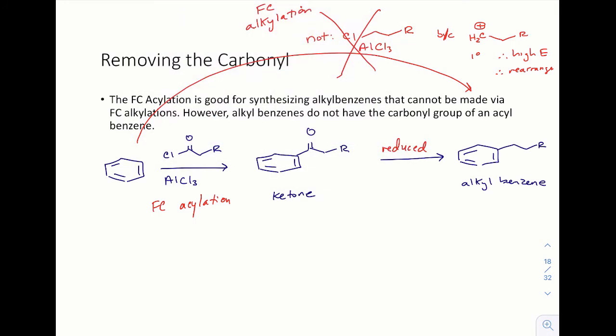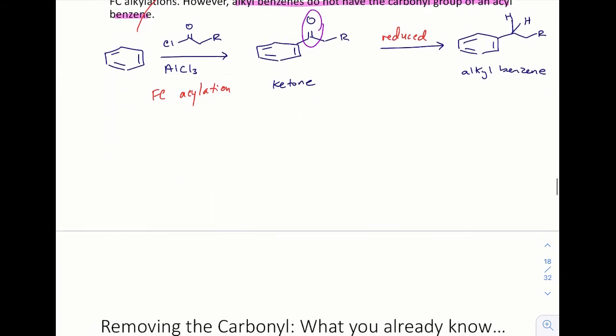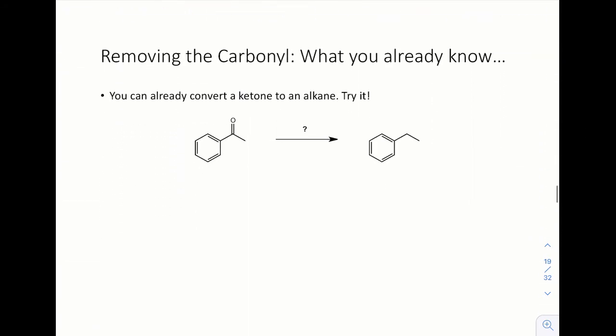That is, in fact, the largest challenge in making alkyl benzenes via Friedel-Crafts acylation. Alkyl benzenes don't have carbonyls, right? So that carbonyl should be reduced away. Well, we already know one method of converting a ketone to an alkane. I actually wrote it out for you just a few minutes ago. Let's pause and you write it out again and see if you remember that set of steps.